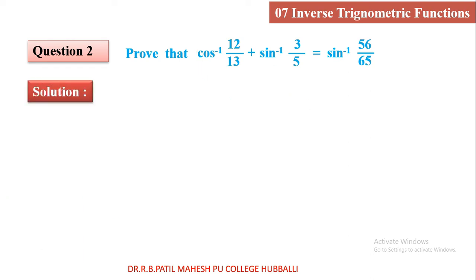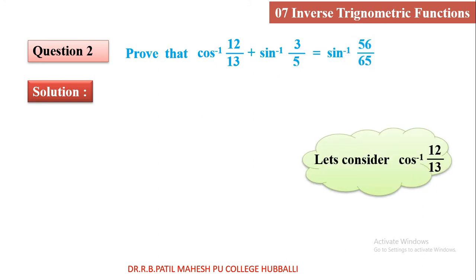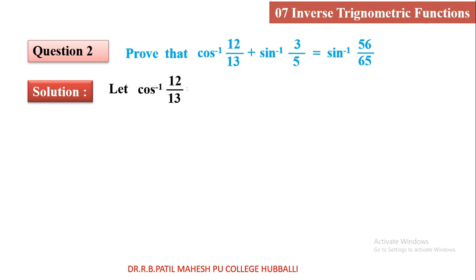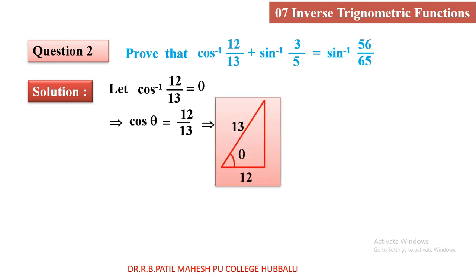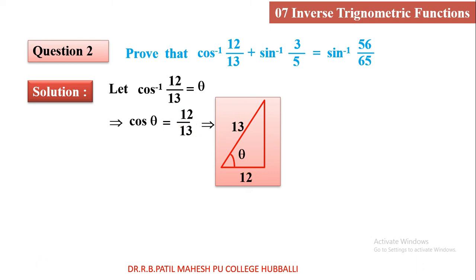Solution. Here on the LHS, let's try to express both the terms in terms of sin inverse. As I told you, let us consider cos inverse of 12 by 13 separately. Take cos inverse of 12 by 13 as theta. So cos theta will be 12 by 13. Draw one right angle triangle here. The cos definition is adjacent divided by hypotenuse. This is adjacent, this is hypotenuse, this is opposite. What will be the opposite side using Pythagoras theorem?